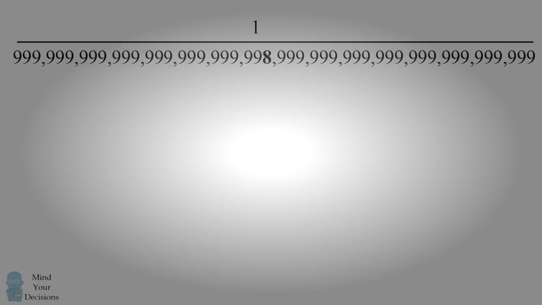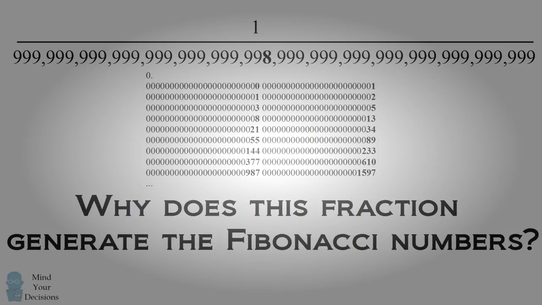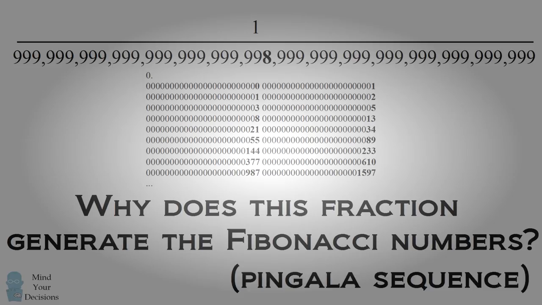The internet is going crazy over this fraction. If you look at its decimal representation, every 24-bit string has a Fibonacci number in order. Why is this fraction generating the Fibonacci numbers? What's going on? And by Fibonacci number, we mean a sequence described by Pingala more than 1,000 years before.